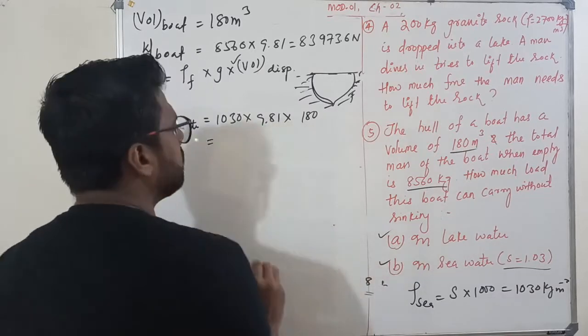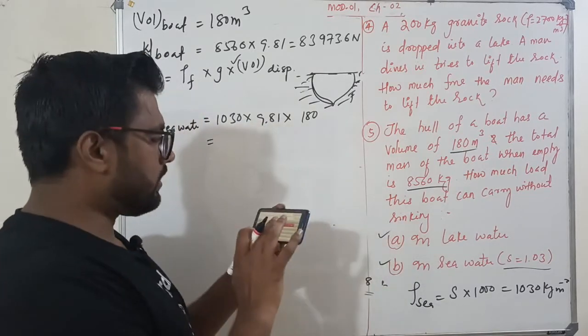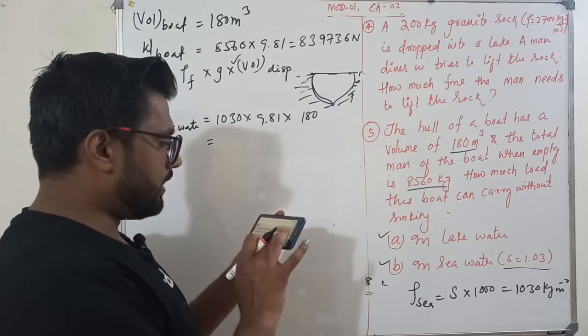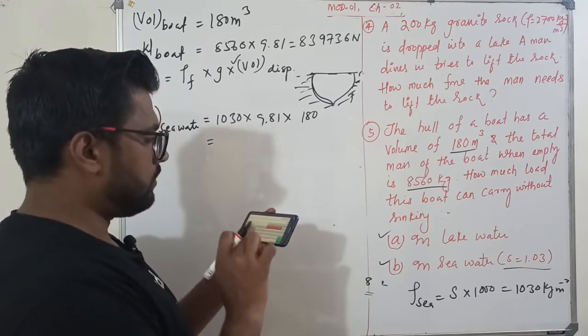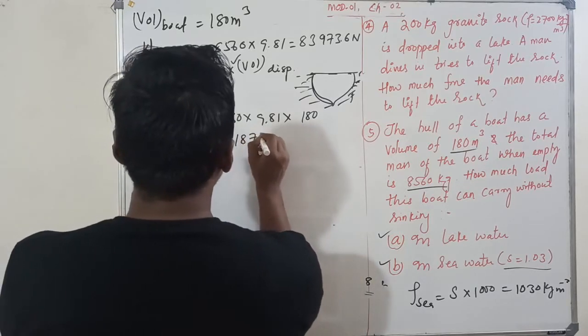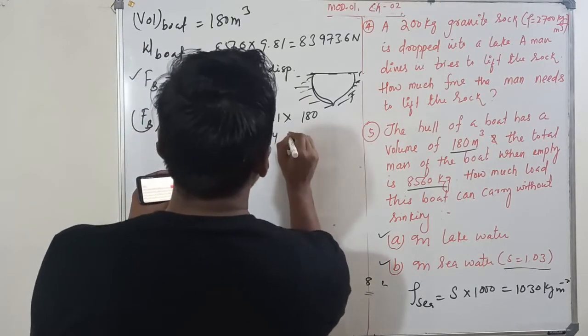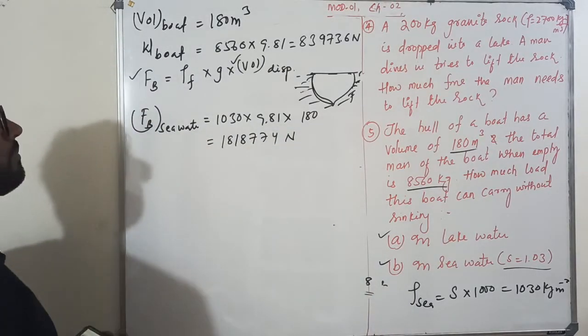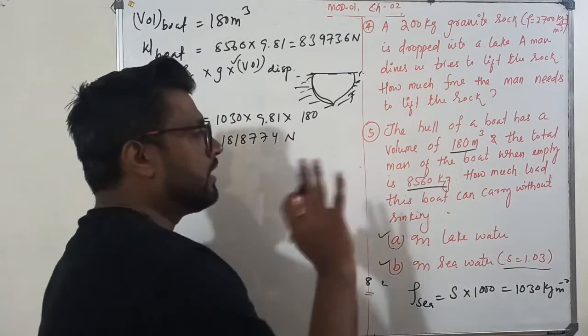You are taking the maximum volume displaced. Now take your calculator and solve: 1030 multiplied by 9.81 multiplied by 180. How much are you getting? I am getting 1,818,774 Newton. This is the force of buoyancy offered by the sea water.